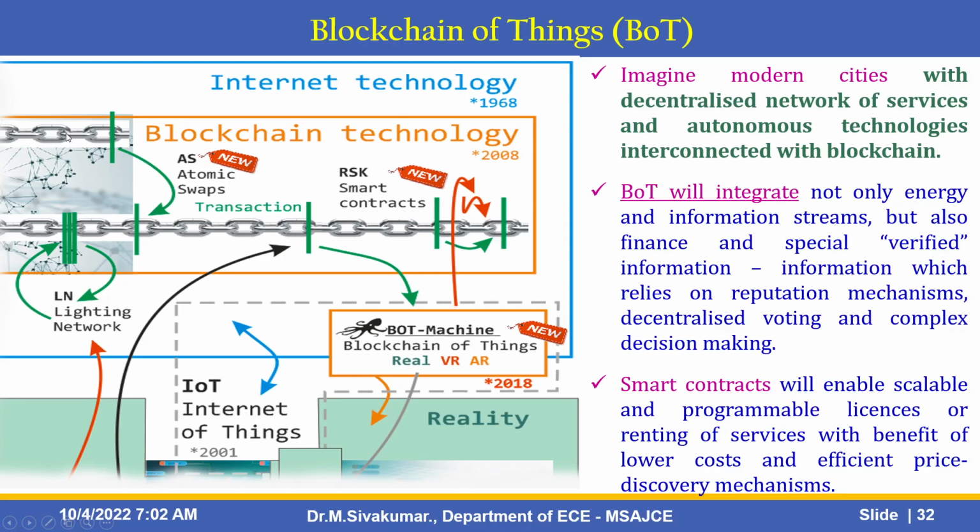Imagine modern cities with a decentralized network of services and autonomous technologies interconnected with blockchain. Here, this blockchain of things will integrate not only energy and information streams but also finance and spatially verified information, information which relies on reputation mechanisms, decentralized voting and complex decision making. Now, with the help of smart contracts, it will enable scalable and programmable licensing or renting of services with the benefit of lower costs and efficient price discovery mechanisms.